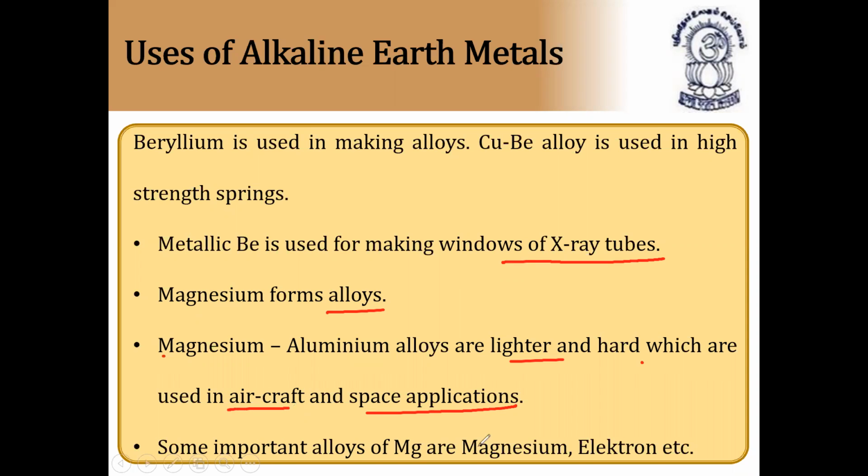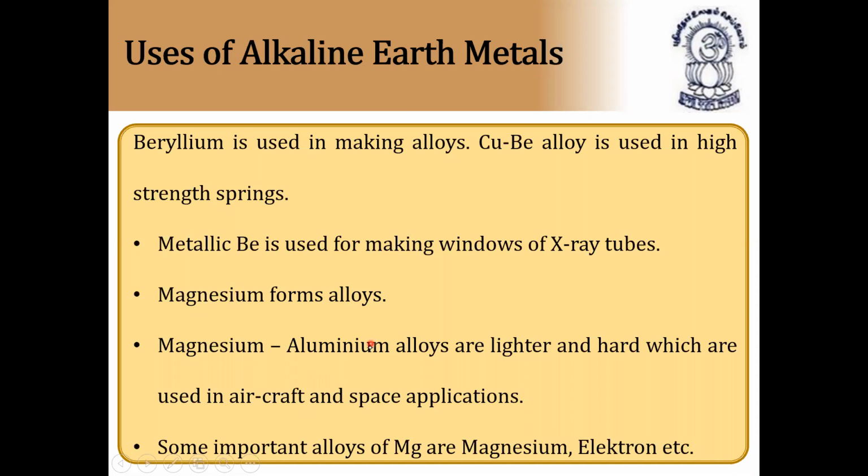Some important alloys of magnesium are magnalium, electron, etc. So, what is the formula of electron? I'll just write it here. Please note it down because they'll ask in the examination. Electron alloy formula.